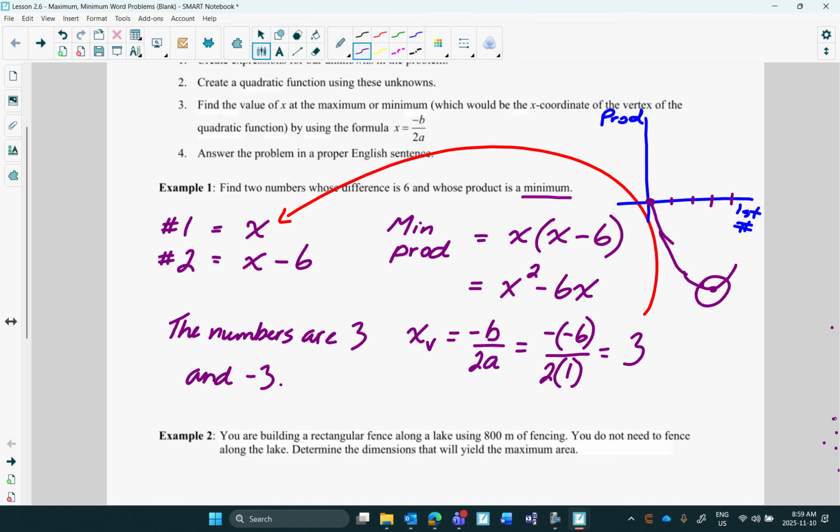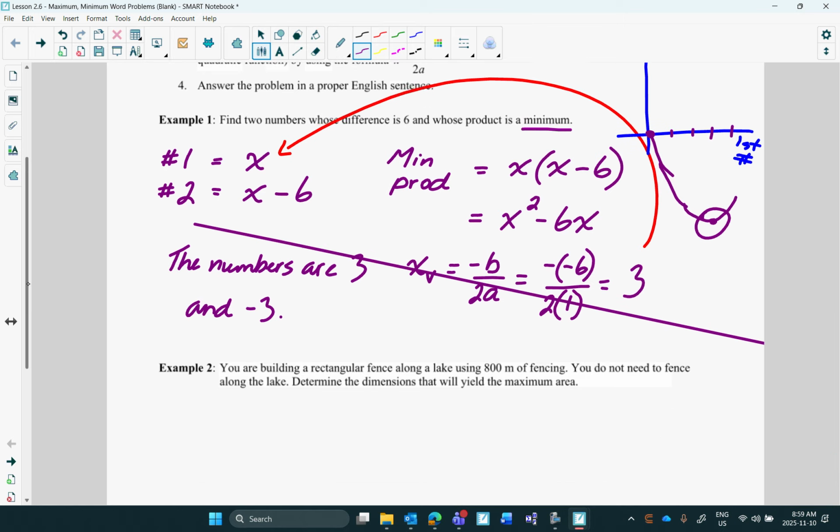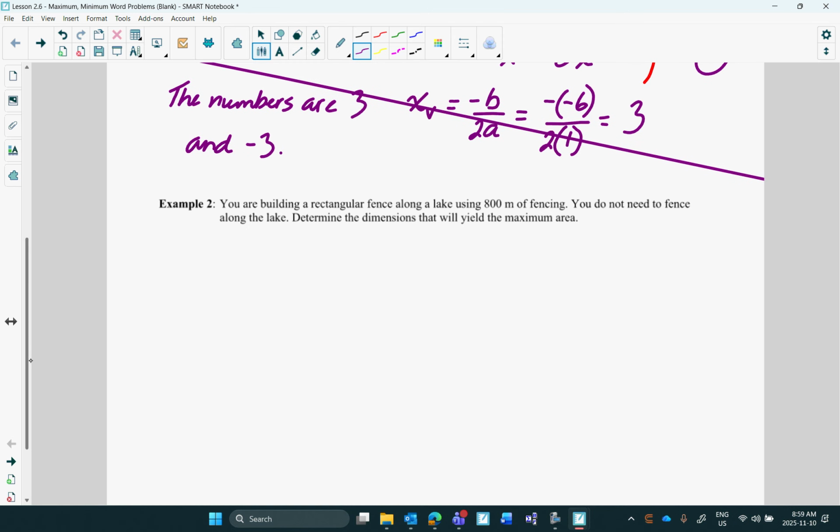Let's try one more. Let's just do this page. And then you can work on a few problems. We'll finish it on Thursday.